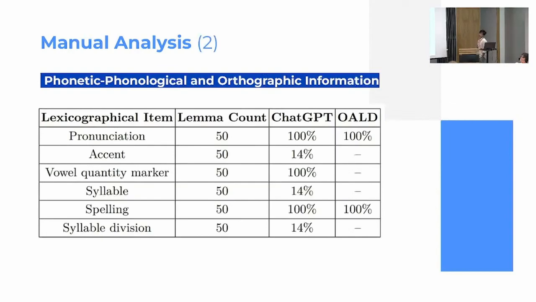The next one is related to phonetic, phonological and orthographical information. Here you can see that Oxford missed some of the lexicographical items, for example accents, syllables, and syllable division. I think this is because Oxford already offers the pronunciation in the form of an audio file, so the users might not need that. But instead, ChatGPT provides data related to these lexicographical items.